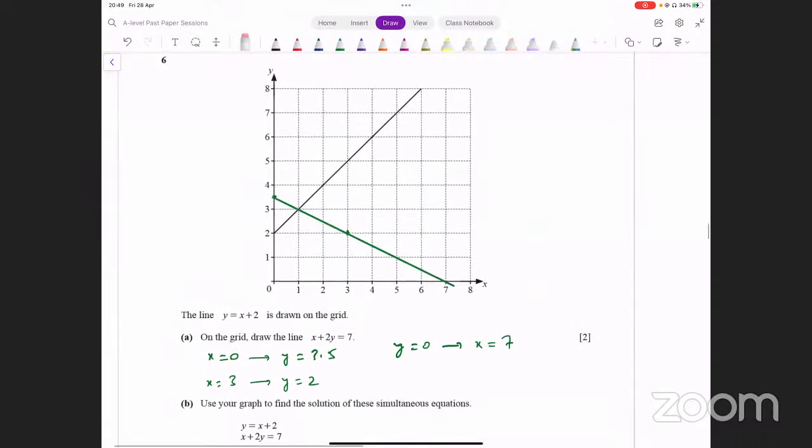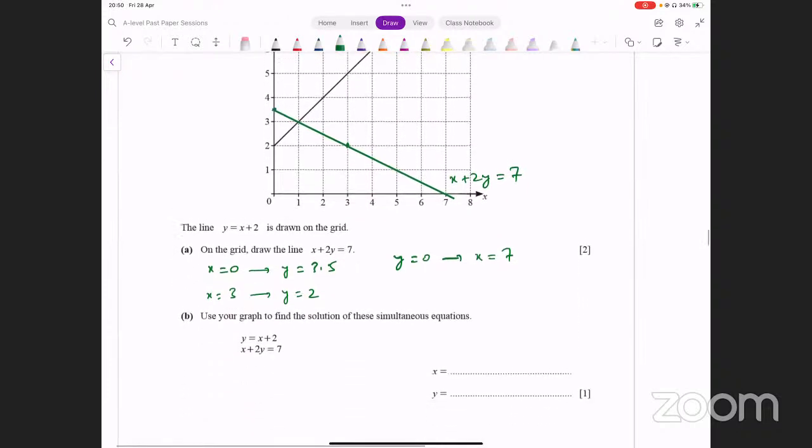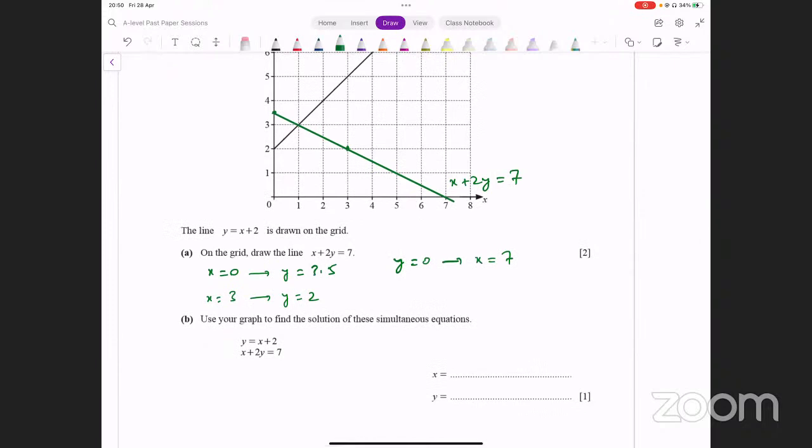ये आपने लाइन ड्रॉ कर दी. ठीक है, इसको लेबल कर देंगे. That's better. So this is x plus 2y equals 7. That's the line that we have to draw here. Now part B says use a graph to find the solution of these simultaneous equations.